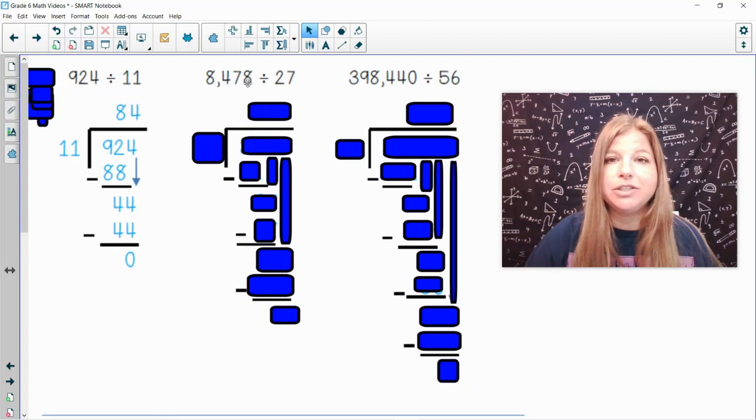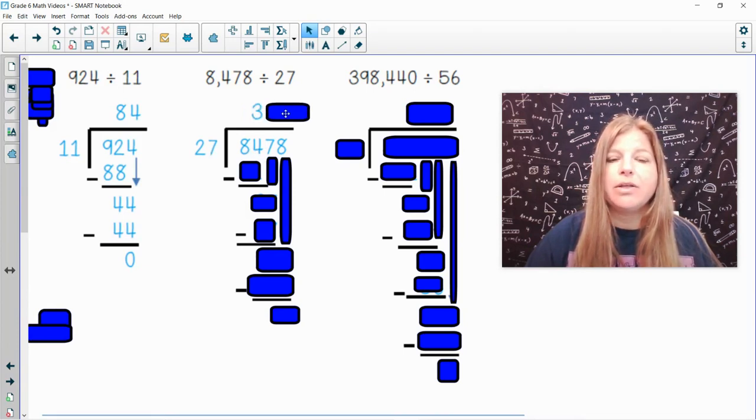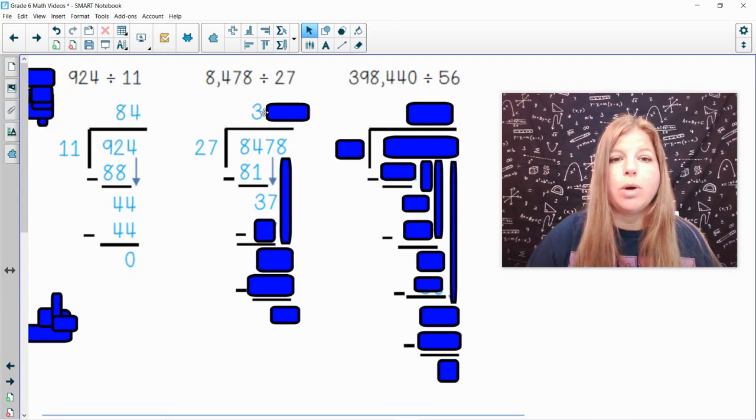Next one, 8,478 divided by 27. Well, 8,478 goes underneath the bar. 27 is on the outside. Does 27 divide into 84? Yes. 27 goes into 84 3 times. And so 27 times 3 is 81. I do 84 minus 81 and I get 3. Then I need to bring down the next number, which will make it now 37. How many times does 27 go into 37? Just once. And that's because 27 times 1 is 27. We do the subtraction. 37 minus 27 is 10.